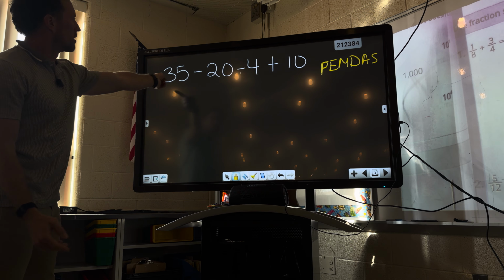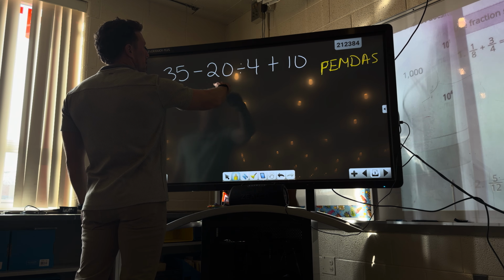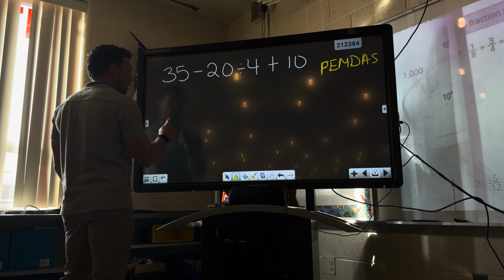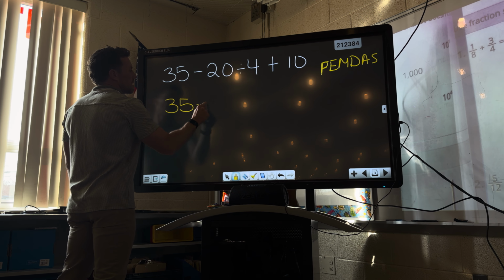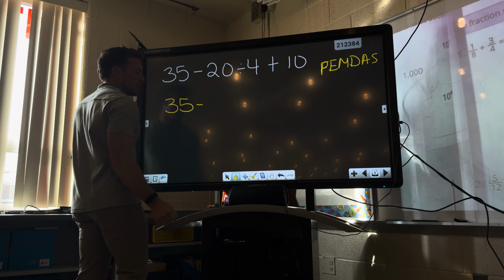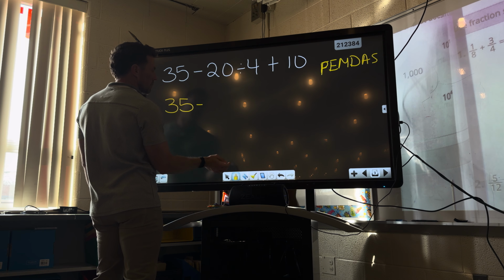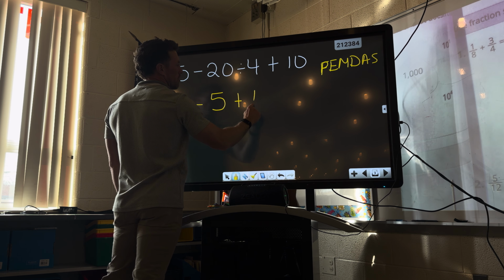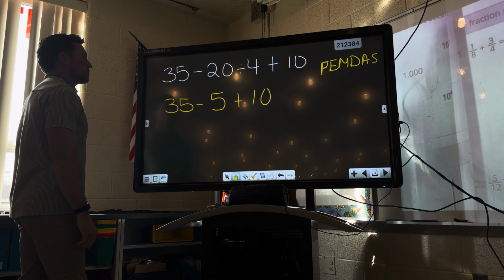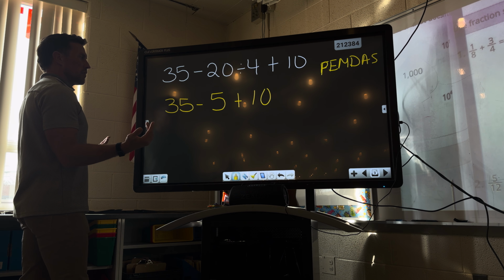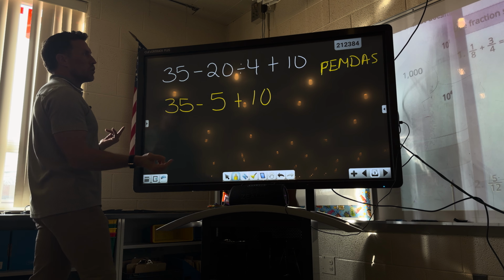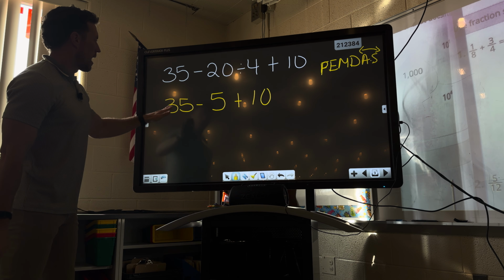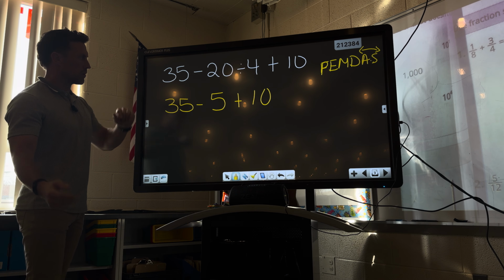And so when I'm looking at this problem, I do see a division, and there's nothing else that I need to solve before that. So I'm going to rewrite everything except for solving what's my division part. So 20 divided by 4 is 5, and then I just keep on rewriting everything else. Now I'm just left with addition and subtraction, but those could be in reverse order based on whatever comes first. So I do see a subtraction problem first.